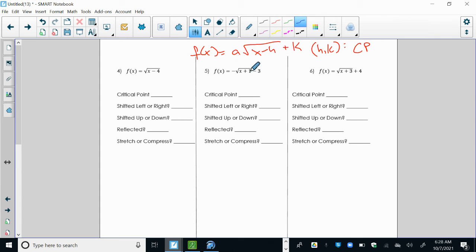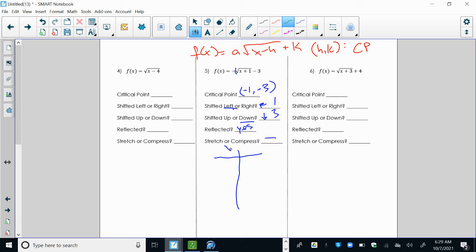So our critical point, we flip the sign on what we have inside the parentheses, so it'll be at negative 1, negative 3. So we took our original function and we shifted it left 1, down 3. This negative in front is like saying negative 1 times, so that is going to reflect it. Okay, so we can say yes there, and there's no stretch or compress. So when we multiply by a negative 1, that's going to just flip everything around. It's going to make it go down instead of up.